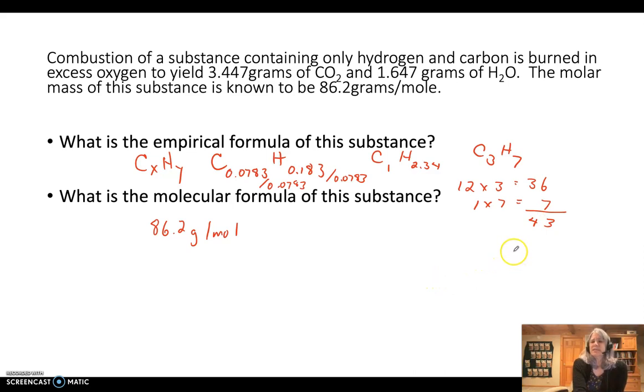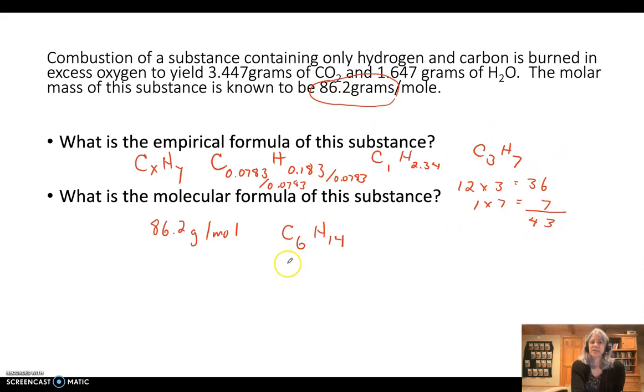Okay, so what we see is that the molecular formula, the molar mass is 86.2. It's about twice as much, right? It's about twice as much as this mass here. So that means we again have to multiply these numbers by 2. So it's going to be C6H14, right? So we got that because 1 mole is 86.2 grams, right? And 1 mole of this is 43 grams, right?